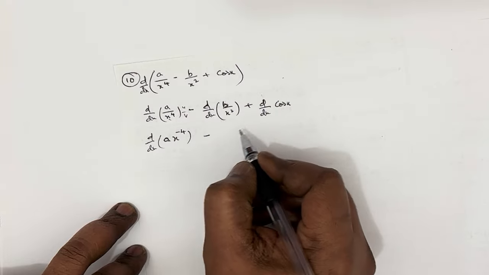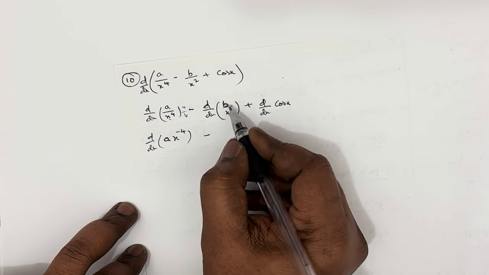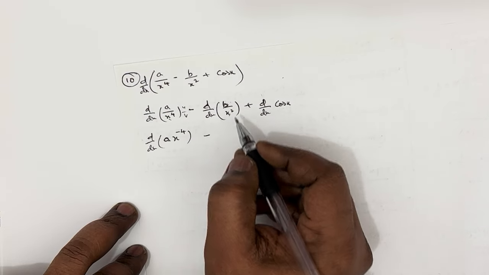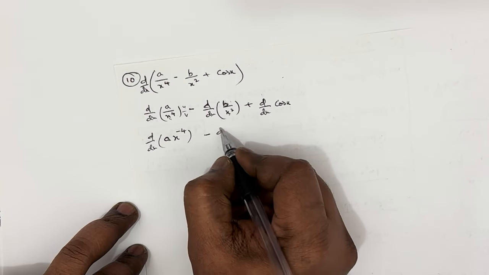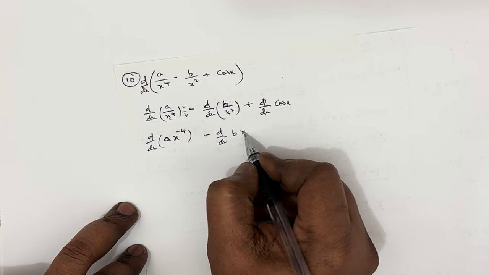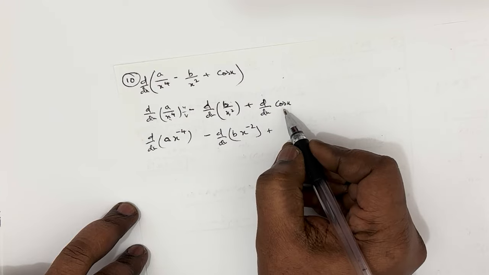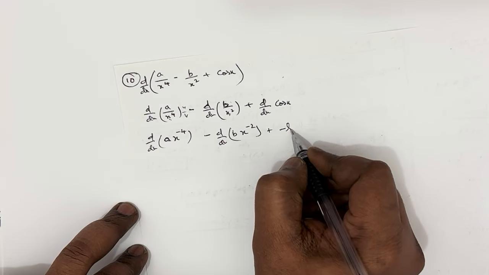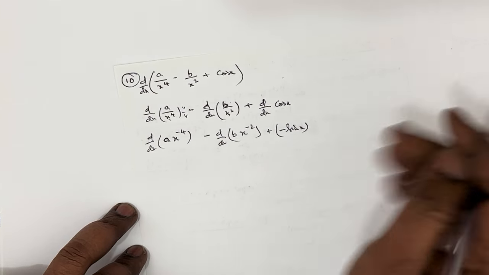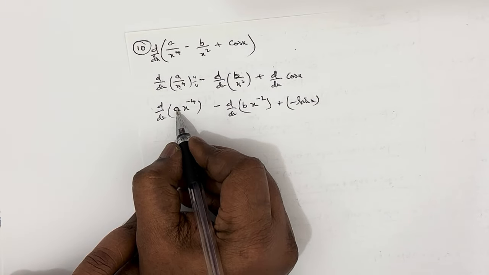Minus, and this also same thing, when you take the x square to the numerator, it becomes x raised to negative 2. So d by dx of b, this comes out negative 2. Plus, you know the derivative of cos x is negative sine x. Okay, that's it.